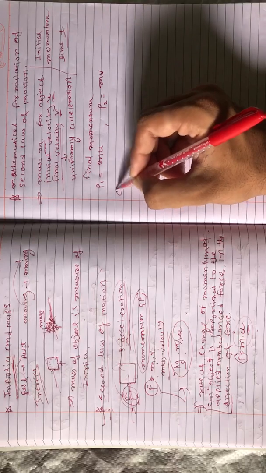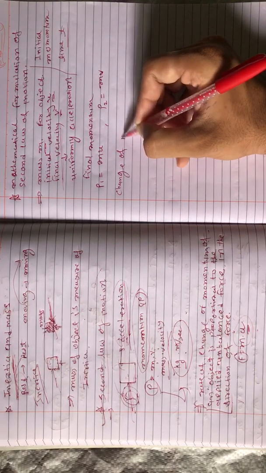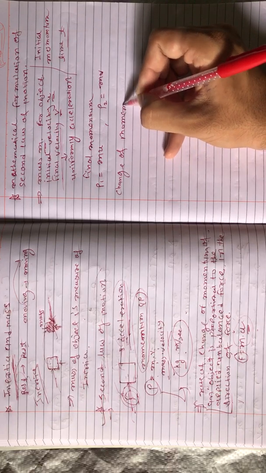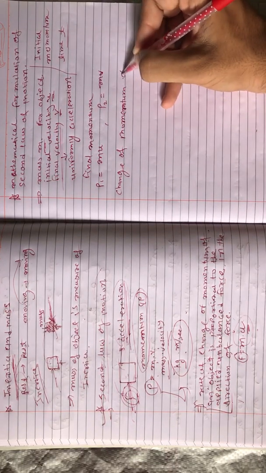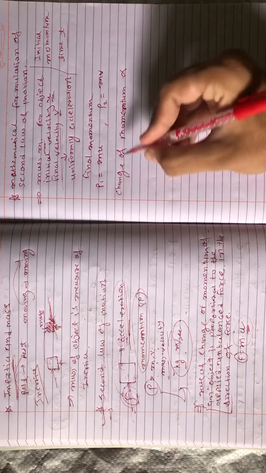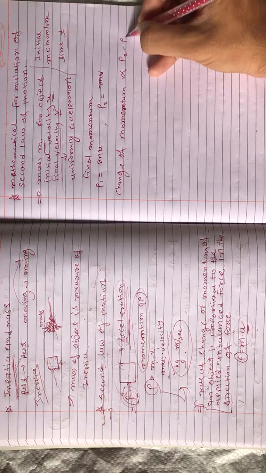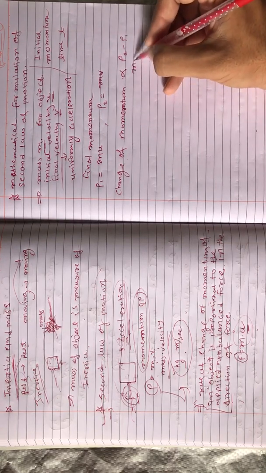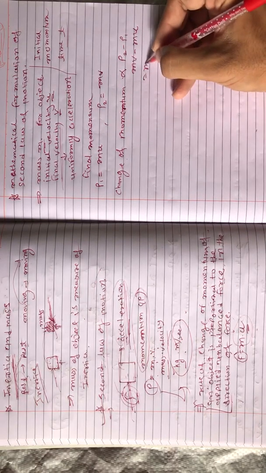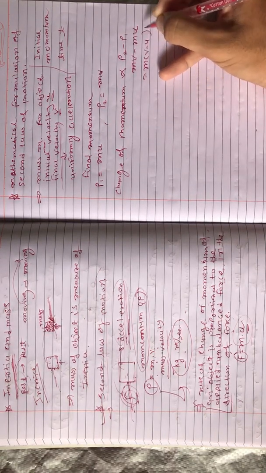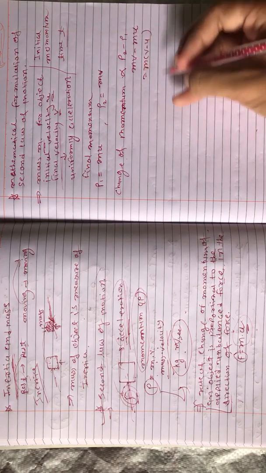Now, the change of momentum, because the statement says it is directly proportional to the applied force. So the change of momentum is p2 minus p1, it means mv minus mu. m is common, so m(v minus u). That is completed here.